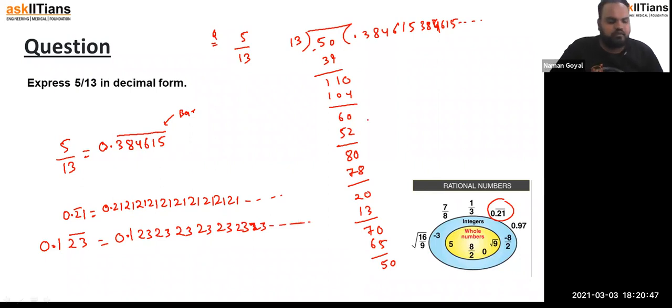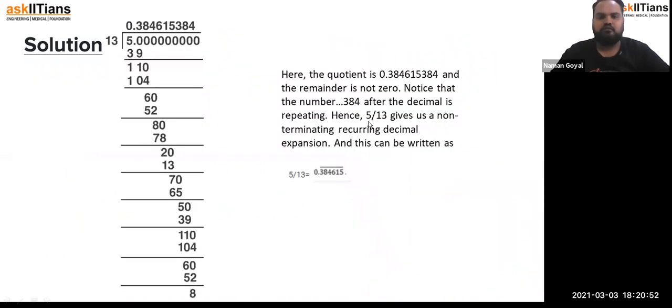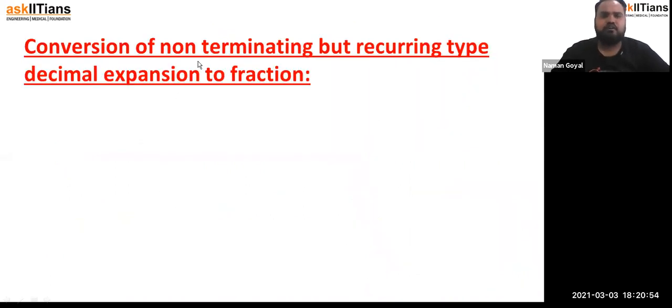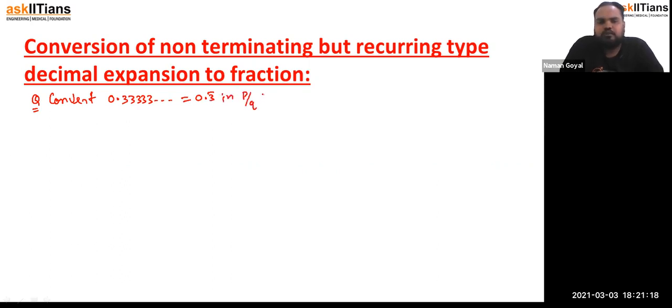So have we got this concept? How we make the expansion of a fraction into decimal form? Now, conversion of a non-terminating but recurring decimal into a fraction. Okay, so the question is: convert 0.33333 and so on, or this can be written as 0.3 bar, in p by q form. The fraction is what, in p by q form. So how do we do this, right?